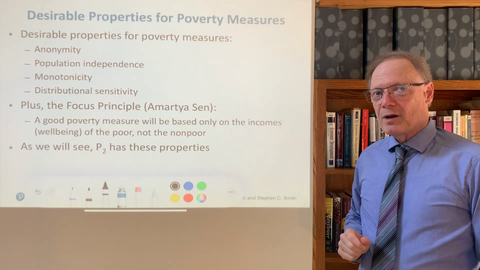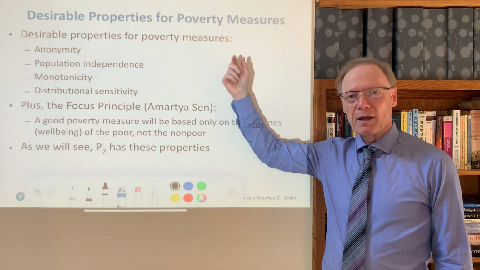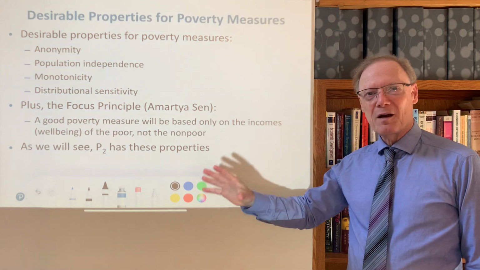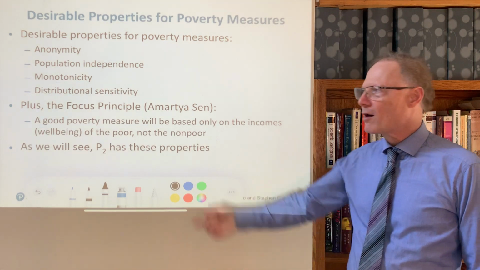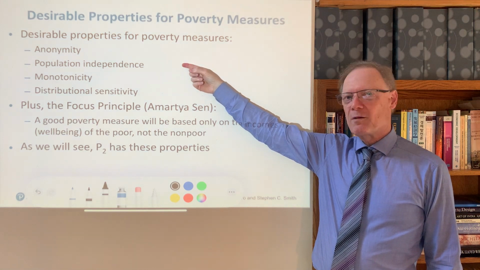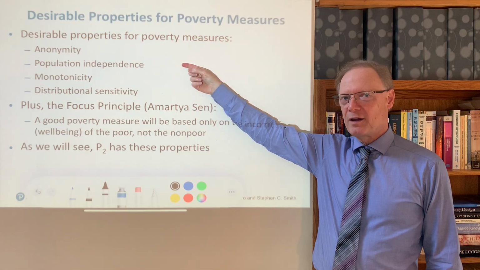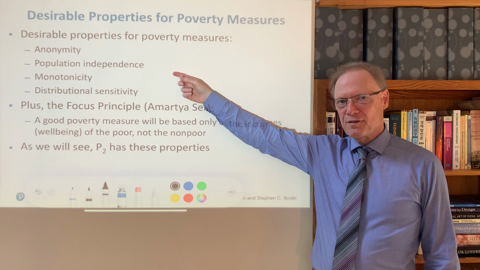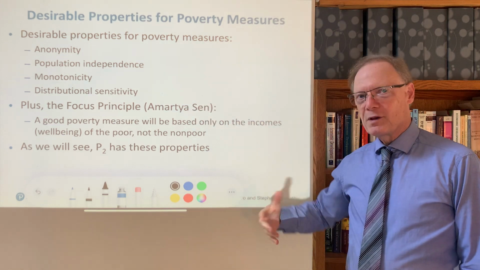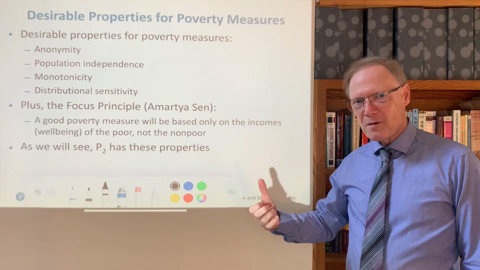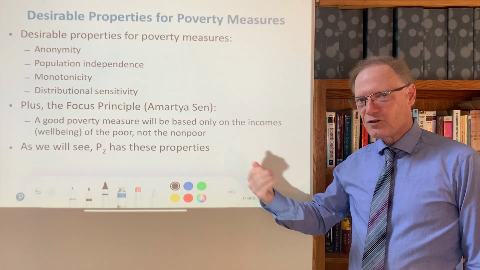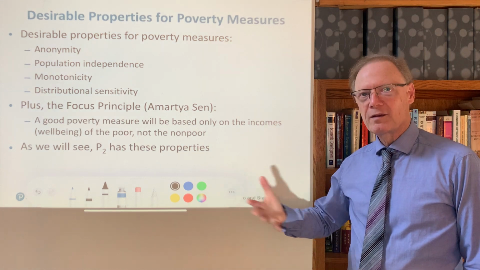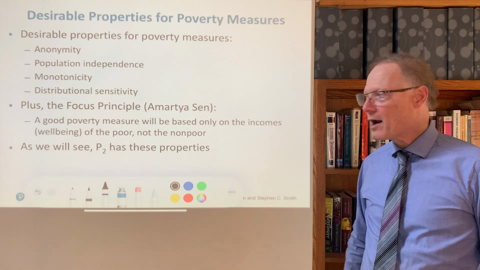The four main properties are the following. First, anonymity. You wouldn't want your measure of poverty to be based on anything in particular about those who were poor or were not poor. This is exactly analogous to the way we talked about anonymity as a property for inequality measures. Also directly analogous is the population independence idea or population principle. Just to illustrate, you wouldn't want us to have a measure of poverty that showed China to be poorer than Vietnam just because there happened to be more people in China, or more poor people for that matter.